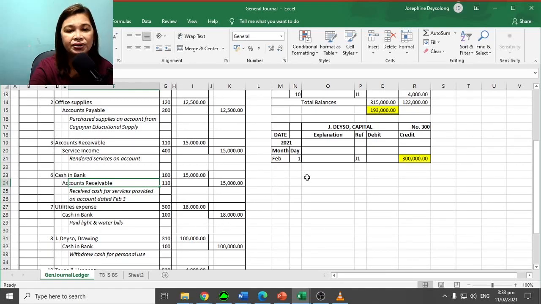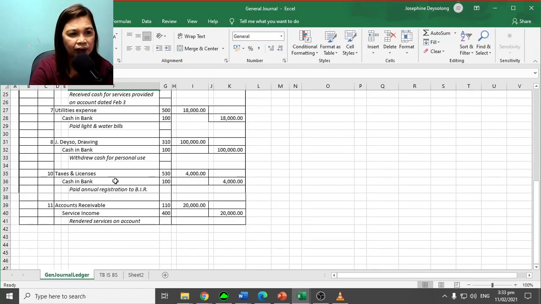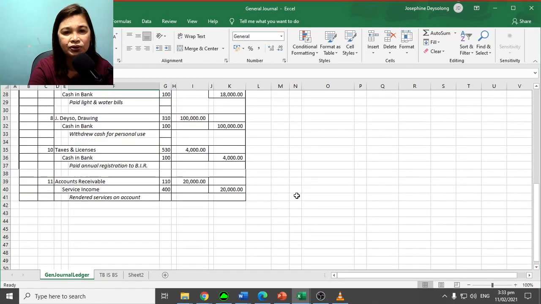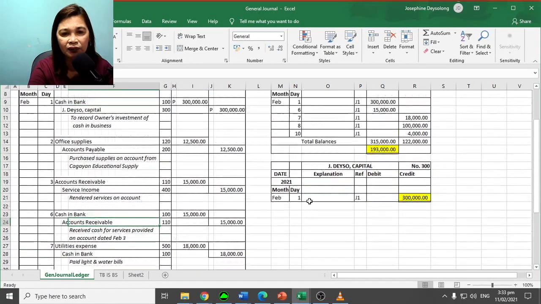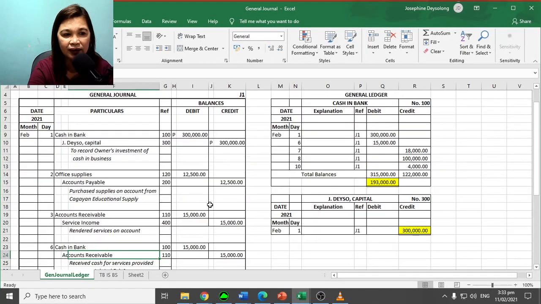When you go to the general ledger, let me show this. Cash in bank, 4,000. Okay, let's remember this, February 10. Now, in my posting in the general ledger, I would like to see if I have February 10. I have February 10 here, 4,000. So, I have posted the cash in bank here, 4,000. Have you seen that? Okay, let's go back.